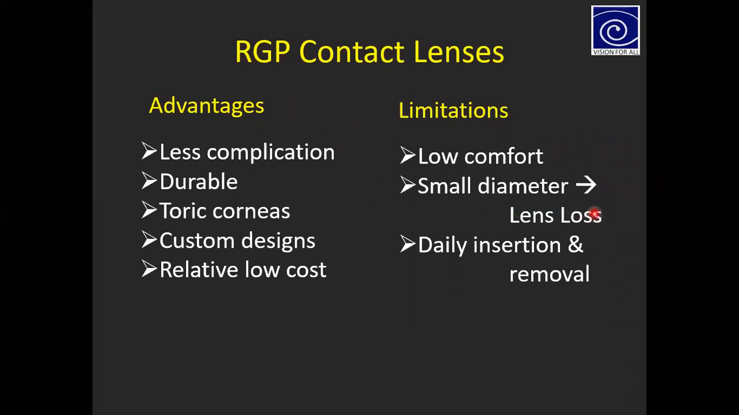So there are chances of lens loss, especially in the eye. You put a contact lens in the eye, or sometimes parents will come to you and say that they put the lens inside the eye and it is lost. So actually what happened is, since the lens is very small, sometimes it goes and is stuck inside the eyelid, the superior tarsal conjunctiva. And sometimes it also pops out from the eye because the diameter is very small, and the lens very easily gets lost. And of course we have to do, with all kinds of lenses, daily insertion and removal.